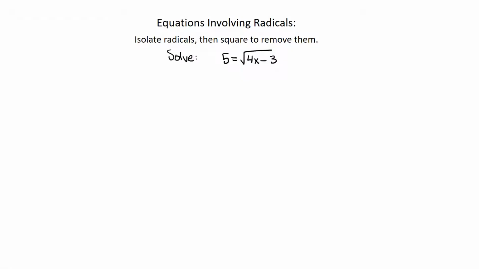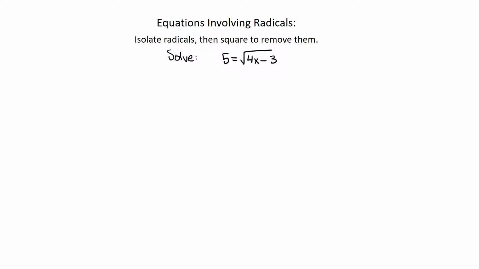So sometimes we're going to have an equation that involves a square root. We know that we can't manipulate outside of a square root very much. And so our safest bet is just to get rid of our square roots.